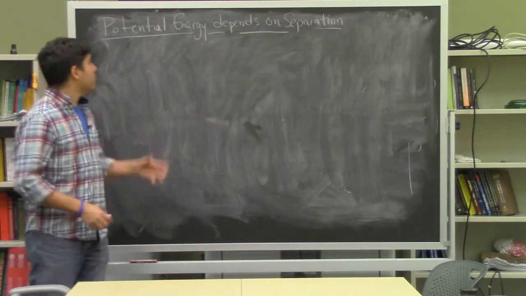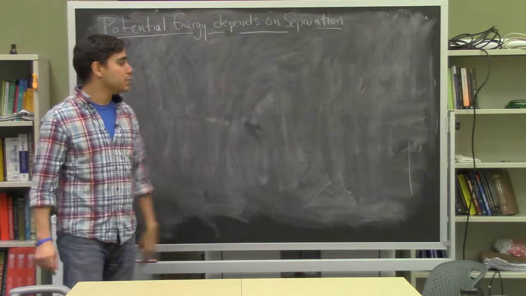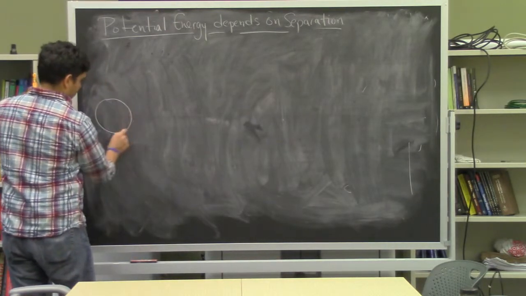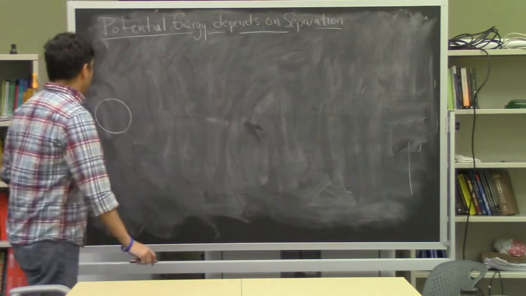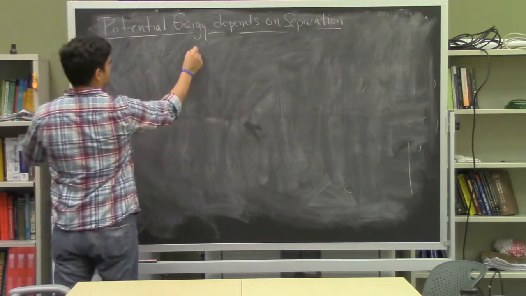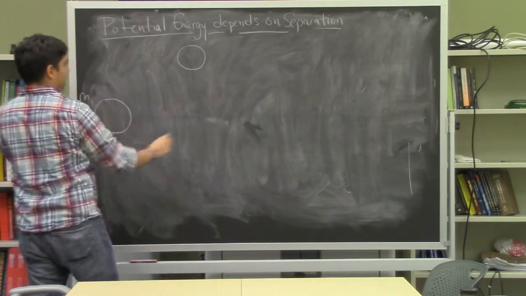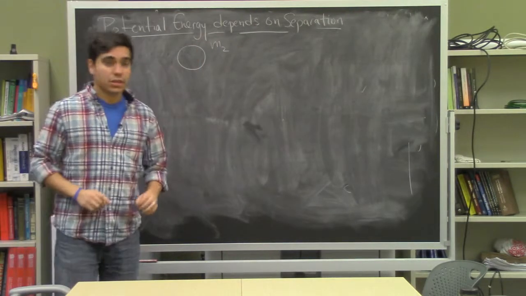All right, in this video I'm going to talk a little bit about how potential energy depends on separation and not location. So we're going to imagine an object that's sitting here at some initial location. And over some amount of time, through an interaction with another object, which is sitting over here, we'll call this one mass 1 and this one mass 2, these two objects change their location.